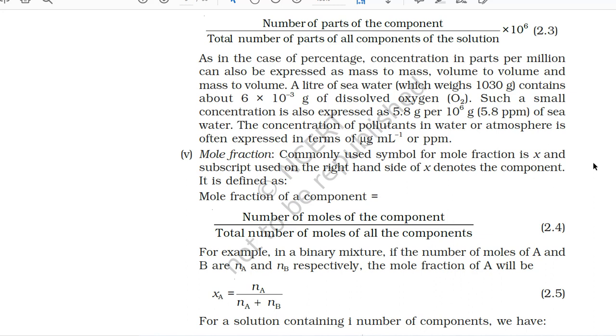Fifth, mole fraction. The commonly used symbol for mole fraction is X, and the subscript on the right hand side of X denotes the component. It is defined as: mole fraction of a component equals the number of moles of the component upon the total number of moles of all the components.